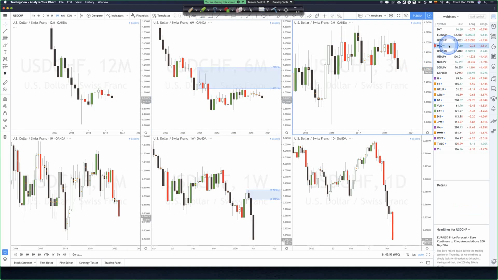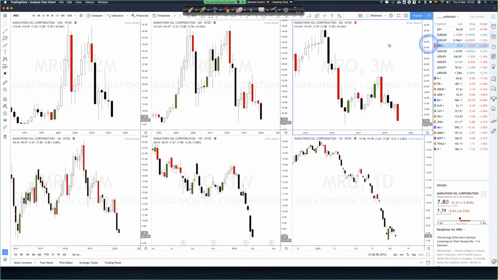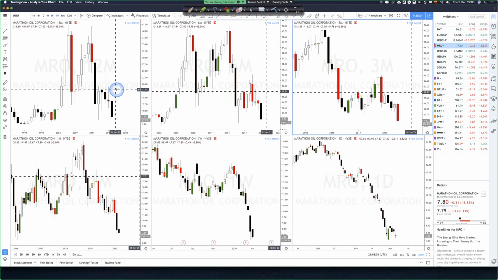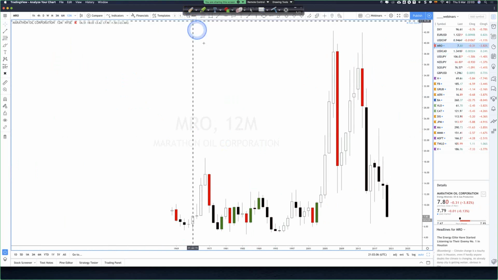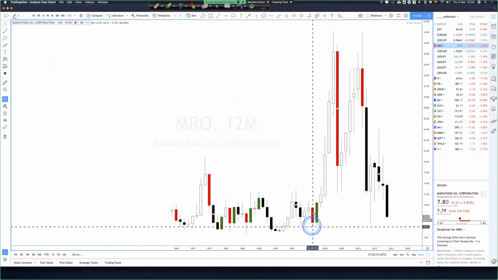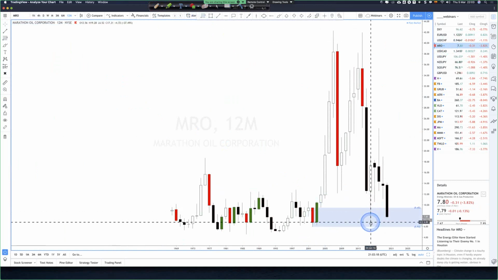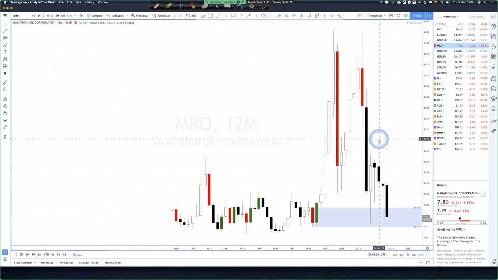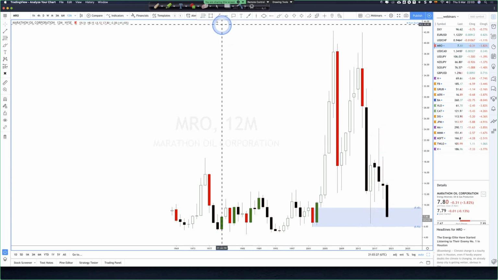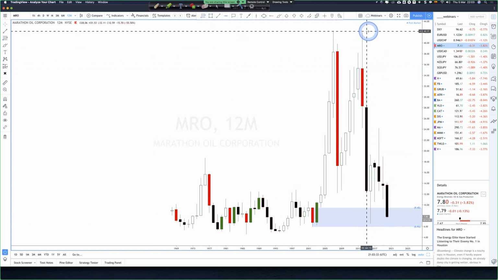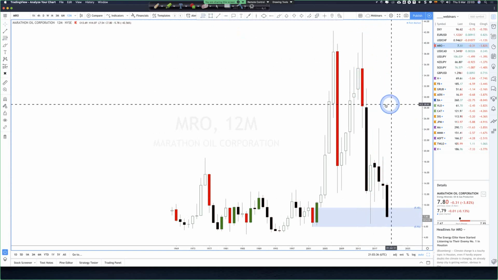So let's go to MRO, Marathon Oil, which I don't know who mentioned. But let's go, let me do the top-down analysis. Right now we've got a 12 months area of demand in control, almost fully penetrated. It rallied from $9 to $24 for almost 3 years, and then rallied again strongly. There's an area of supply right at the top. No, I thought it was a higher high. No, there's no higher high, so no supply on the 12 month chart.